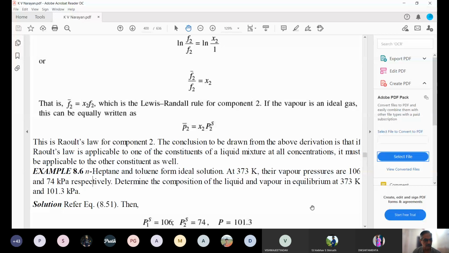Okay, this is only one calculation, 1 point. ठीक है, वेपर प्रेशर दिया हुआ है, टोटल प्रेशर दिया हुआ है, find out what is the composition of liquid and vapor in equilibrium. Do it. खुद करोगे तो समझ में आएगा, नहीं तो I can show you the solution, वो प्रॉब्लम नहीं है कुछ.